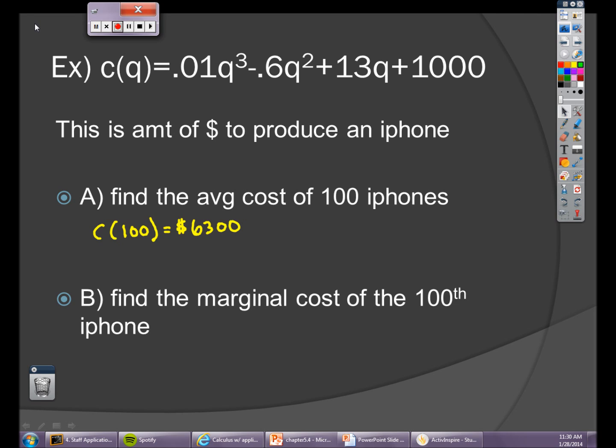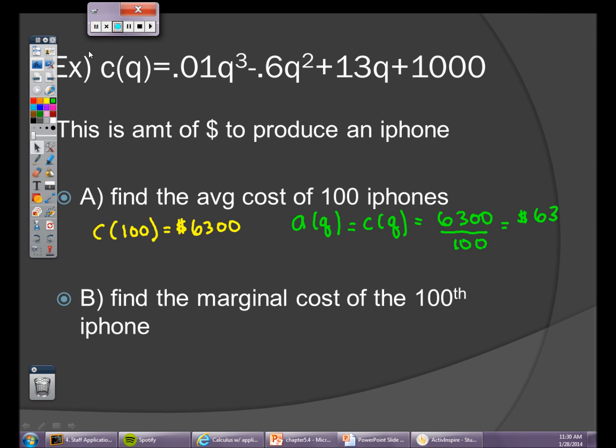So when I do that, C of 100 is going to be $6,300. I now want to divide that value by 100 to get the average cost. So A of Q is going to be, take C of Q, my 6,300, divide it by my 100, and I'll get $63. So this is saying that on the average, if 100 phones are produced, it's going to cost me $63 per phone.